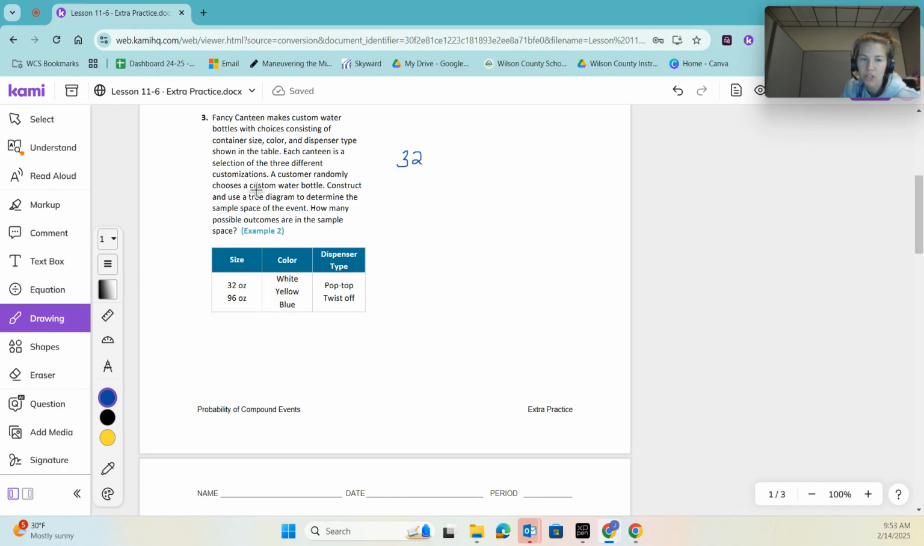A customer randomly chooses a custom water bottle. Construct and use a tree diagram to determine the sample space: how many different options there are, and what the different options are. So with the 32 ounce, we can get white, yellow, or blue. With my 32 ounce white, I can have a pop top or a twist top. With my 32 ounce yellow, I can have a pop top or a twist top. With my blue, I can have a pop top or a twist top. So I've got 6 total answer choices right there.